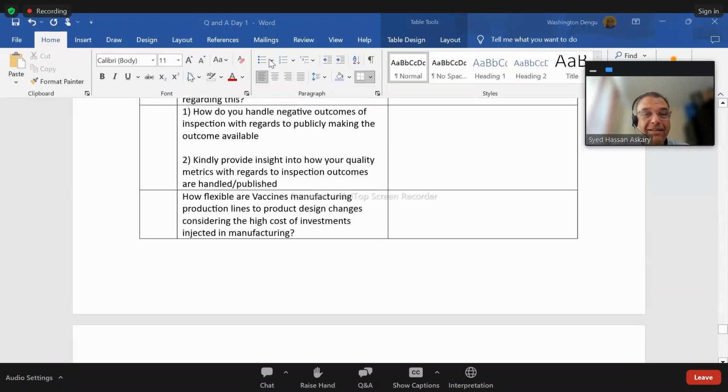How do you handle negative outcomes of inspection in regards to publicly making the outcome available? So that's something that needs to be discussed with the authorities first, and you need to have a resolution for the negative outcome, and a plan. A plan could be closing down the site, maybe, I don't know, but you need to have a future plan before I think you should publicly make it available.